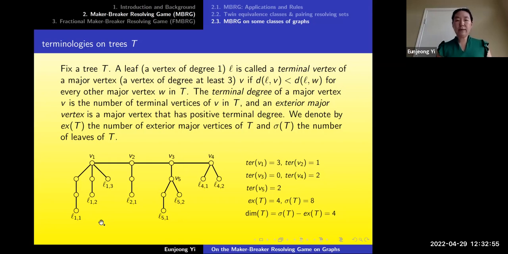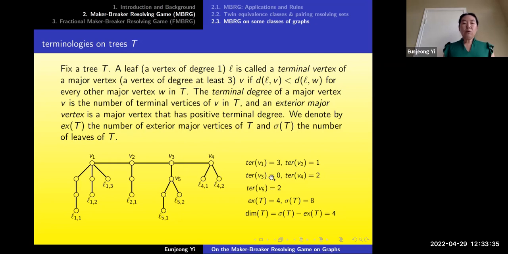So that's going to be on the right-hand side. If you look at L sub 21, this is in fact a leaf, and V2 is the closest major vertex to L sub 21. So we are going to say that L sub 21 is a terminal vertex of V2. That's the only one, and the terminal degree of V sub 2 is 1. Likewise, if you look at V sub 3, no leaf is closest to V sub 3 among all the major vertices. So in this case, the terminal degree of V sub 3 equals 0.